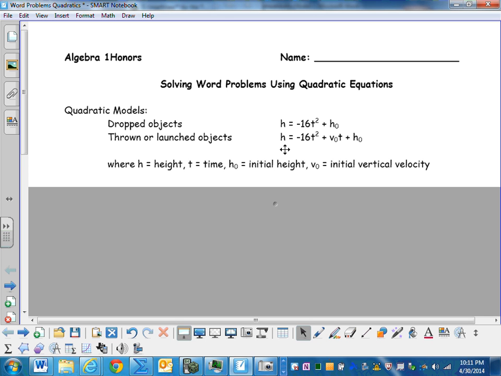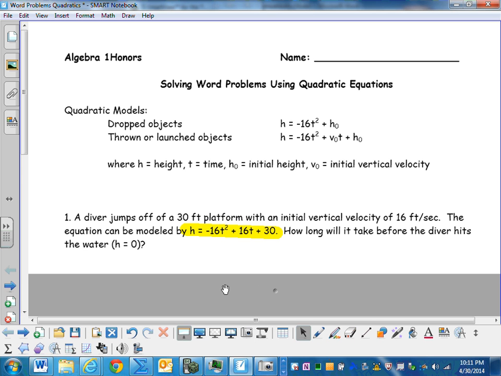The first h here is the height, usually where the object lands. t, of course, is time. h sub 0 is your initial height, or where it started. Sometimes it's represented by the letter s. And v sub 0 is your velocity.